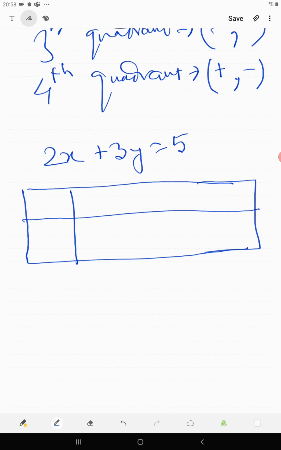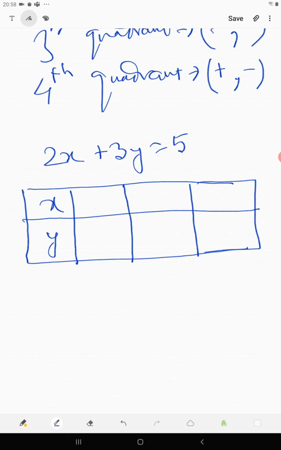So here we will write x, here we will write y, and we will take 3 points. If in your school your teacher has told you to take 2 points or 4 points, it varies, but for me I will suggest you, when you are doing it in the exam, always take 3 points.